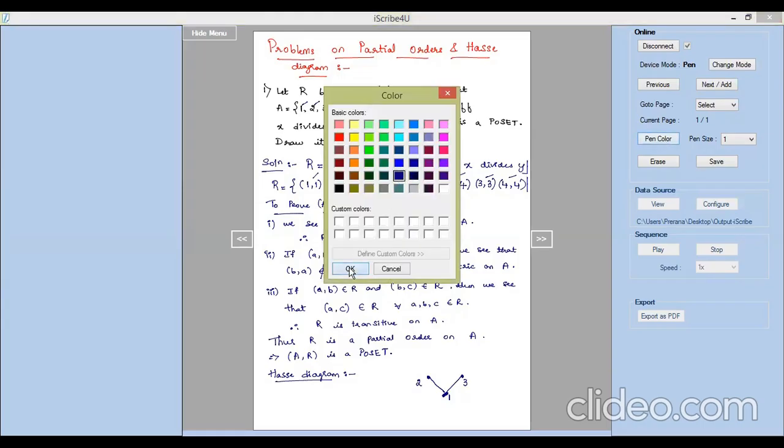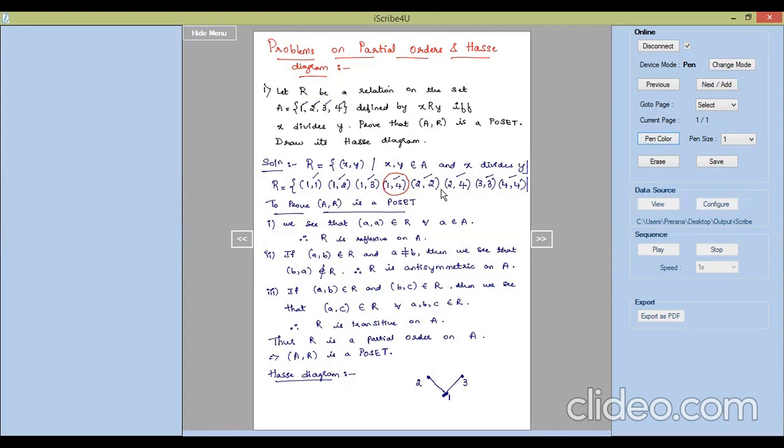Okay. Now we will move ahead with 2, 2. 2, 2 is obvious because it represents a loop. So it is obvious we will not show the loop explicitly. Then we have 2, 4. From 2 there should be an edge to 4. So I will draw an edge from 2 to 4.